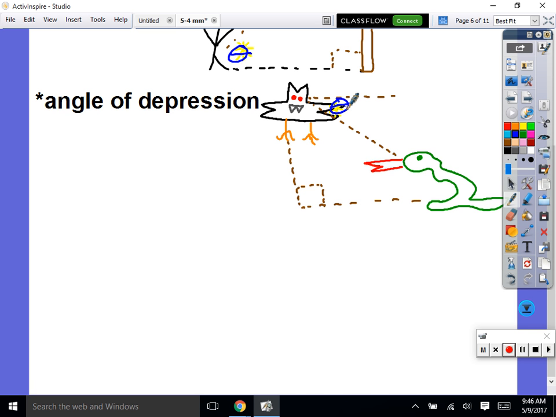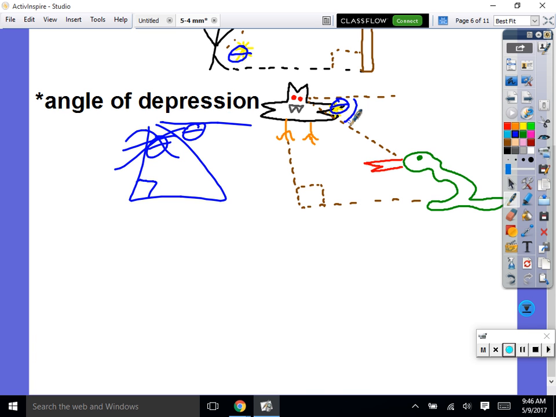Do you see how that's not in my right triangle? That's a problem. So what I want you to understand is angle of depression is not in the triangle. It is not this angle. That is not the angle of depression. It's the one that's outside of the triangle.